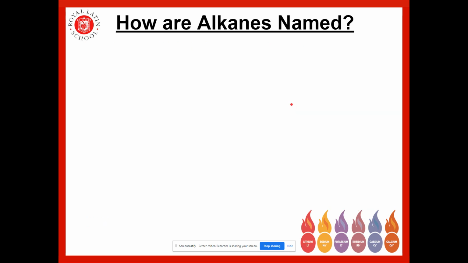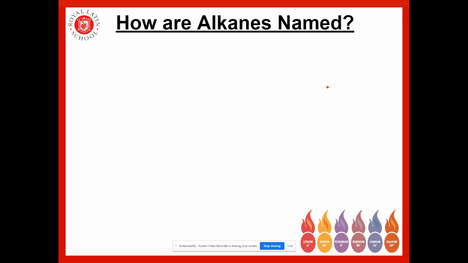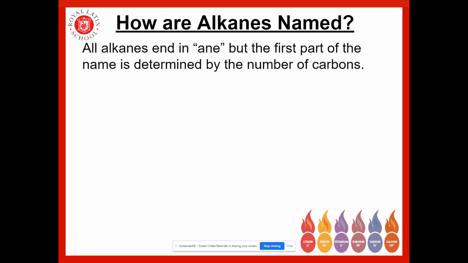So how do we name them? I've already given you the names for 3. Could you see any pattern between methane, ethane, and propane? Is there any commonality? There we go. All alkanes end in ane, but the first part of the name is determined by the number of carbons, or you can look at it in reverse. The first part of the name tells you how many carbons there are in that compound. So, for example, methane, the meth refers to the fact that there is 1 carbon.